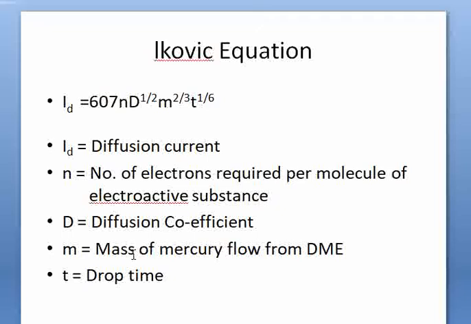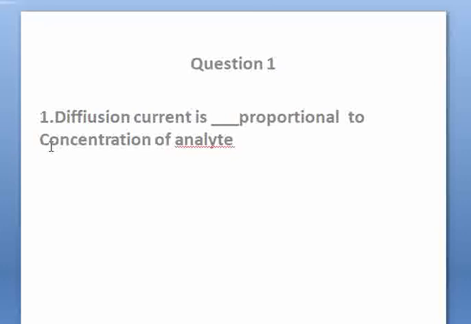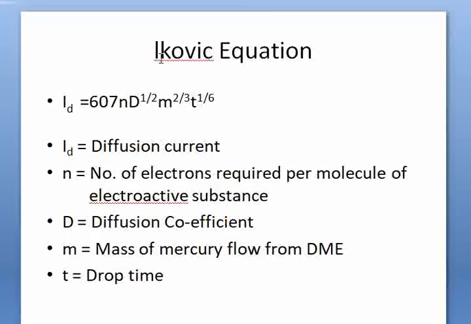t is the drop time. ID also depends upon the temperature, that we don't mention here, but these are the important things. From the number of electrons, we can say that the diffusion current is directly proportional to the concentration of the analyte. This Ilkovic equation we have to keep in our mind before the exam.